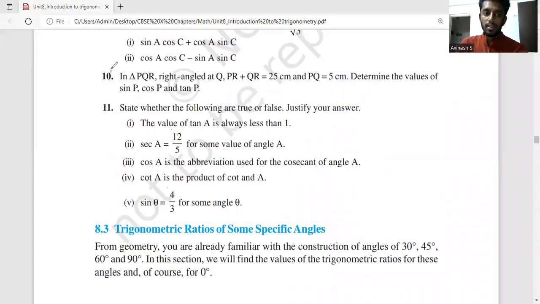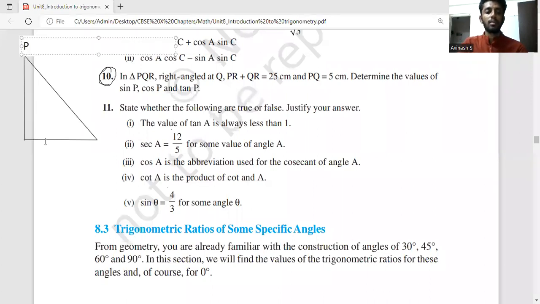Now let us look at 10th question. 10th question is quite important. So again, in the question they have given a triangle which is PQR, which is right angled at Q. So I'm drawing a triangle and I'm naming it as PQR. I can even take this as P, but Q should be 90, which is very clearly given in the question. And this is R. They have clearly given that the right angle should be Q. So this I'm marking as angle Q.